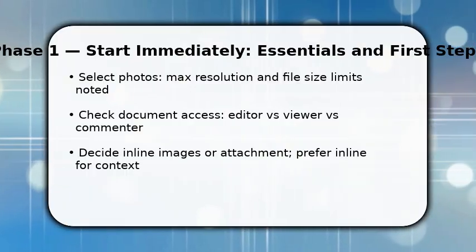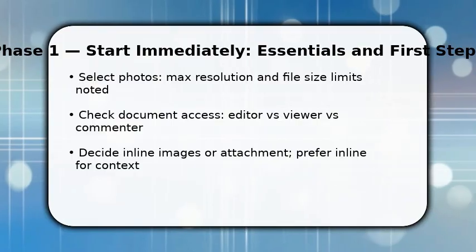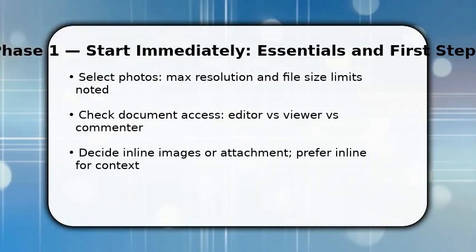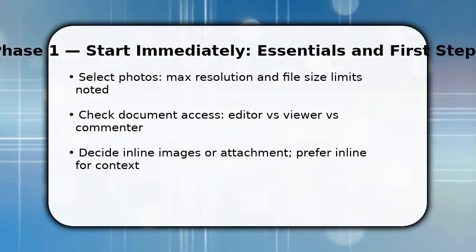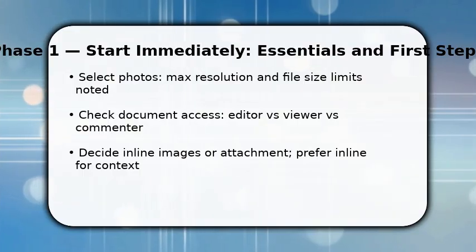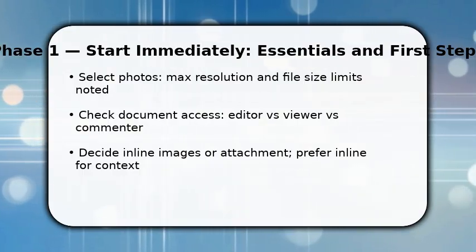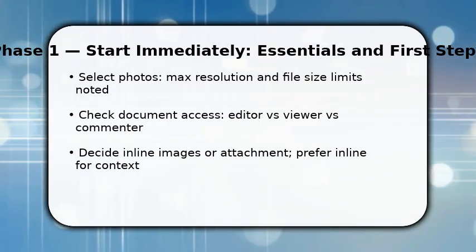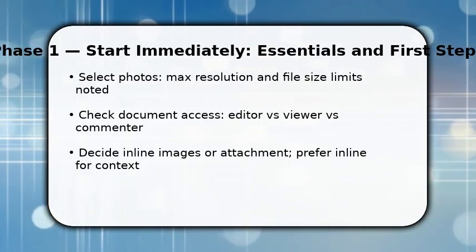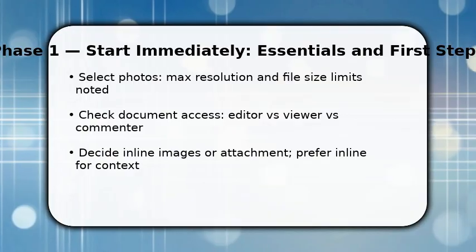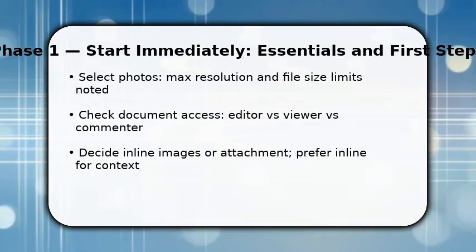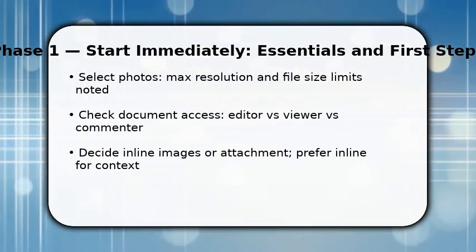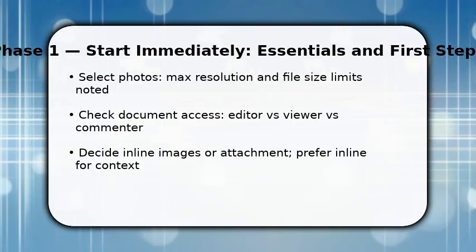You start by choosing the exact images you want to use and confirming they meet size or format limits. Once done, open the target document and verify you have editor access. If not, request it now. Make a quick choice. Insert images inline to keep them with text or attach separately if large. You're avoiding delays by handling permissions first. That way you can paste and position immediately, rather than stopping to ask for rights later.